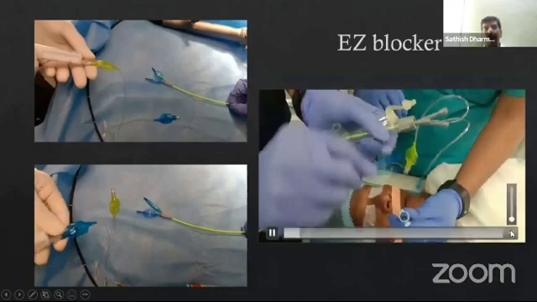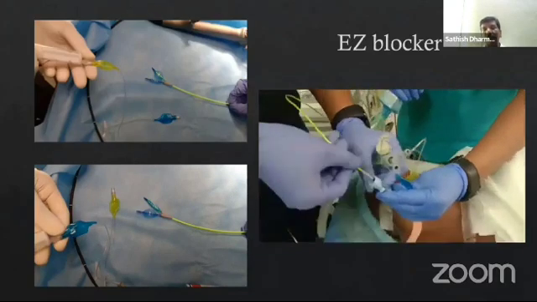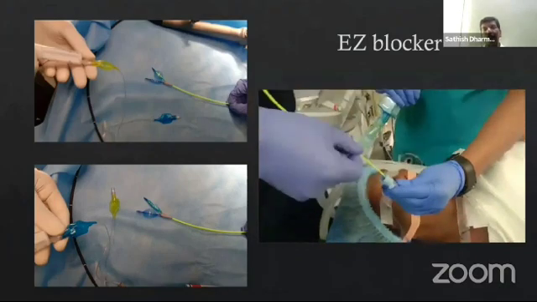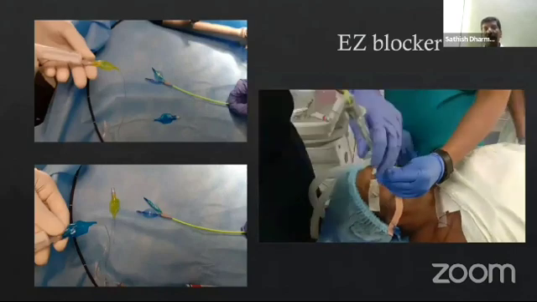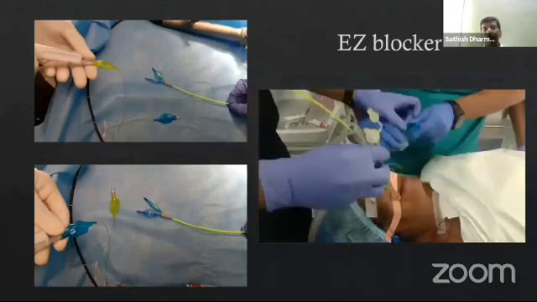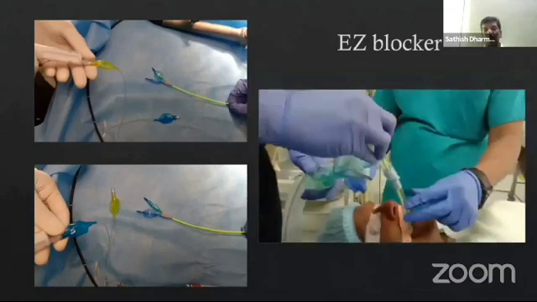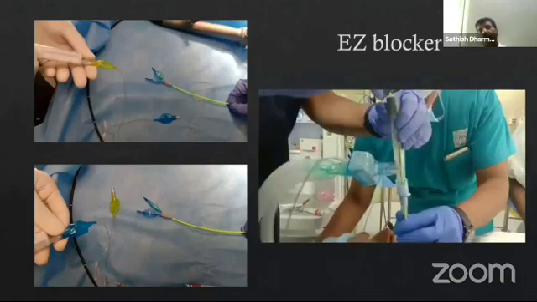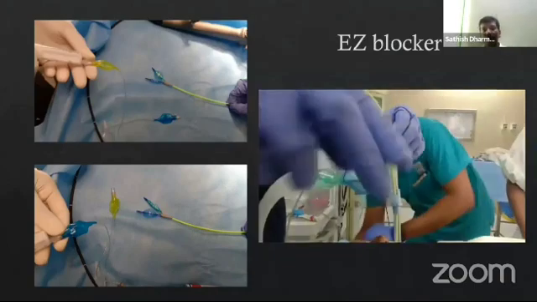See, but while inserting the EZ blocker, make it in such a way that the Y is appropriately placed. If you do it in a diagonal fashion, it may not open up appropriately. Here, what we'll do is we push the blocker a little inside rather than railroading along with the fiber optic bronchoscope, because the bronchial blocker is slightly bigger than the lumen of the bronchial cuff.